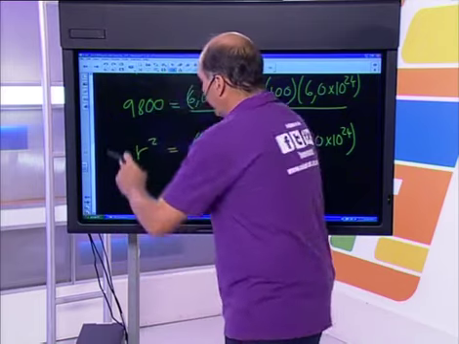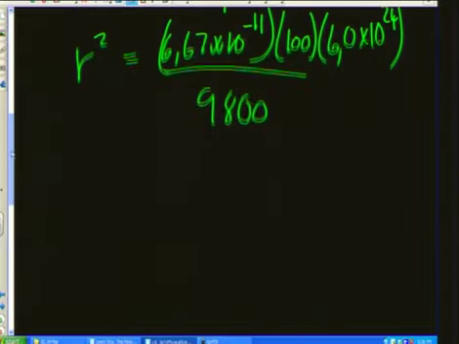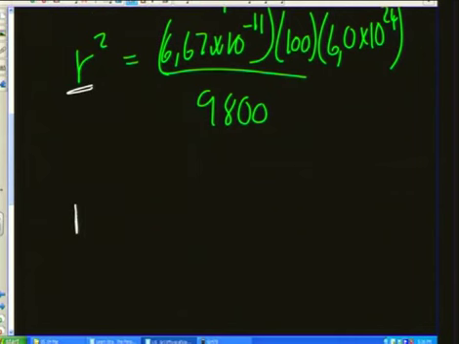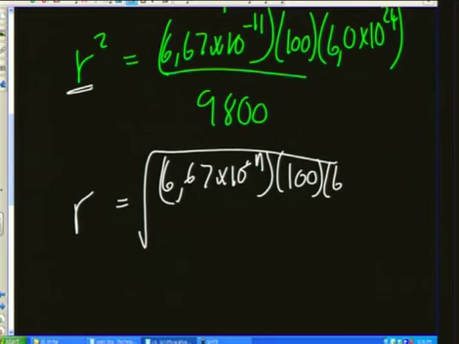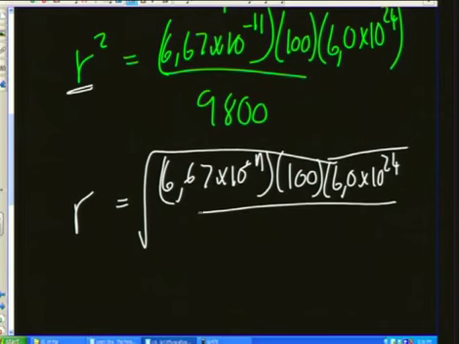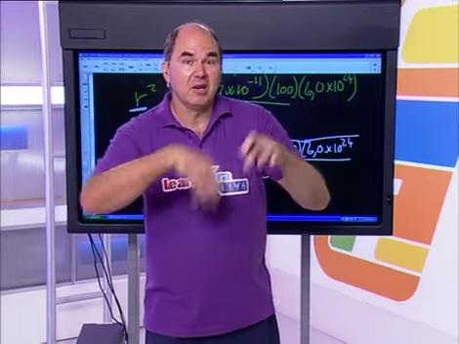Will we have the right answer then? Not quite. What have we got to do? We've got to remember that this is R squared. If I want to get R, what am I going to do? I'm going to take the square root of both sides, and I'm going to say it's the square root of this, 6,67 times 10 to the minus 11, okay, times 100, times 6,0 times 10 to the 24, and that's all in the square root, and then divided by the force, which is 9,800. Guys, I'm not going to do the calculation of that.